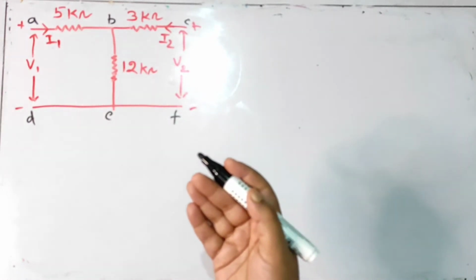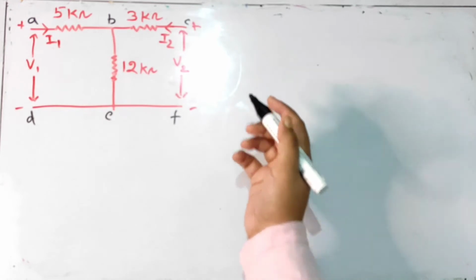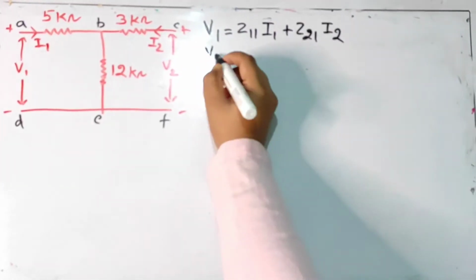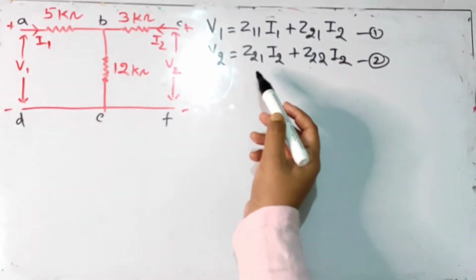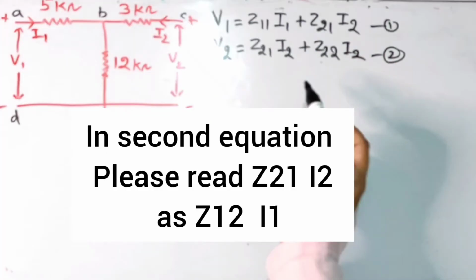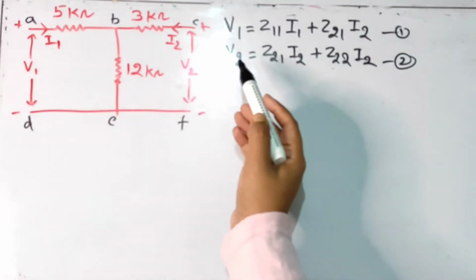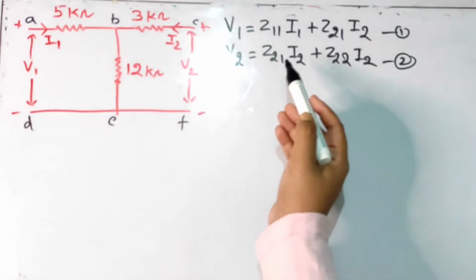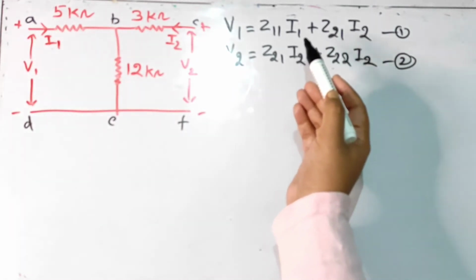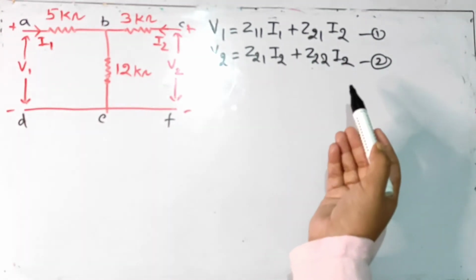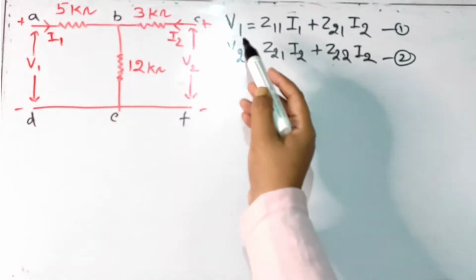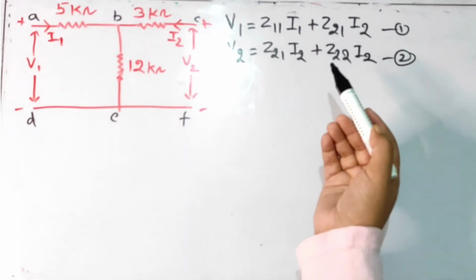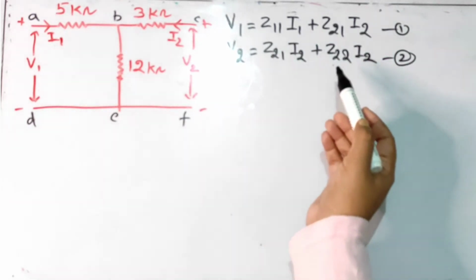Now we'll write the standard equation of Z parameters. These two equations are standard equation for Z parameter. On LHS, we see V1 and V2 respectively, and on RHS sides, we have I1 and I2 as variable quantities. So our goal is to write the equations of this circuit in these standard forms, and then we'll compare the values to all the Z coefficients.